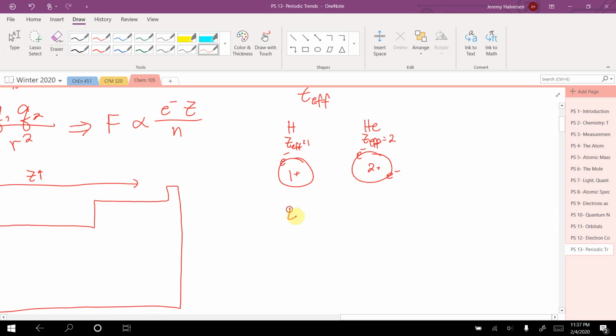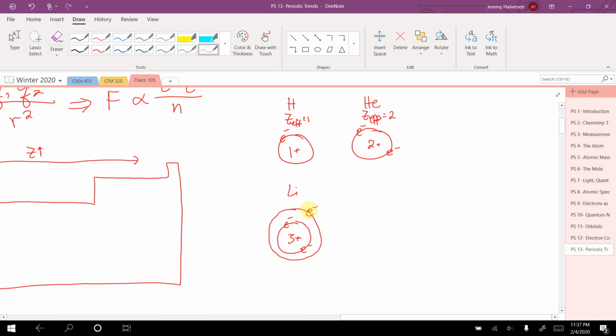But now, if we go down to lithium, lithium has 3 protons, 2 electrons on the inner N level, 1 electron outside of that. So, does this electron see all 3 of those protons? The answer we would say is no, because 2 of those protons essentially are being shielded by core electrons. And so that outside electron is only really affected by 1 proton.